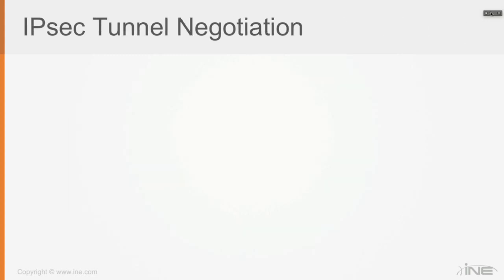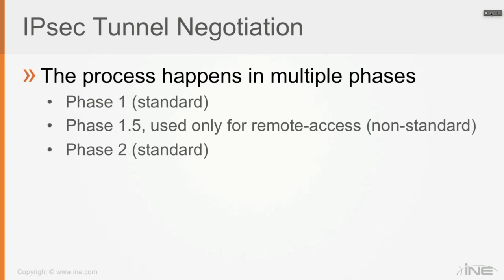Now, IPsec tunnel negotiation with IKEv1, of course. So we only speak about IKEv1, not IKEv2 now. IPsec tunnel negotiation with IKEv1 happens in multiple phases. We're going to have phase 1. We're going to see what the scope of phase 1 is, and that's a standard phase, which all the vendors supported in the same way.